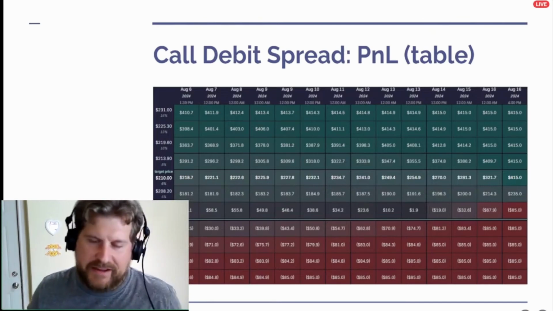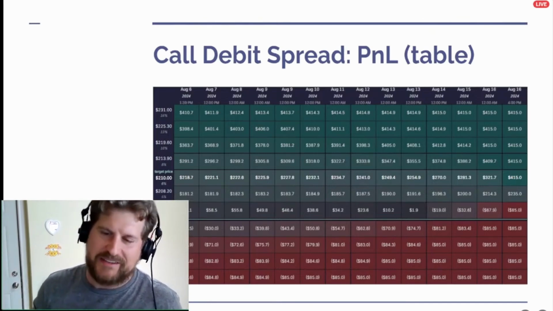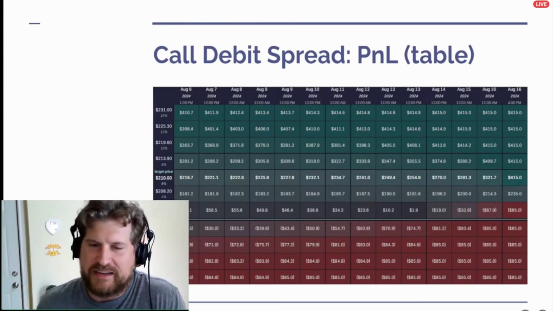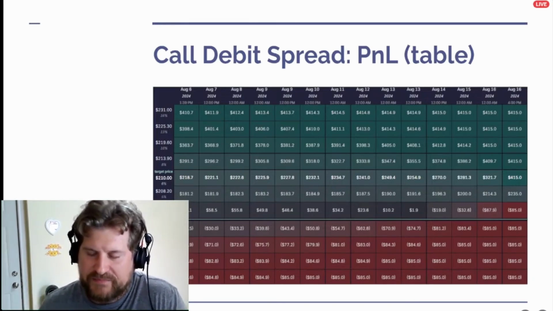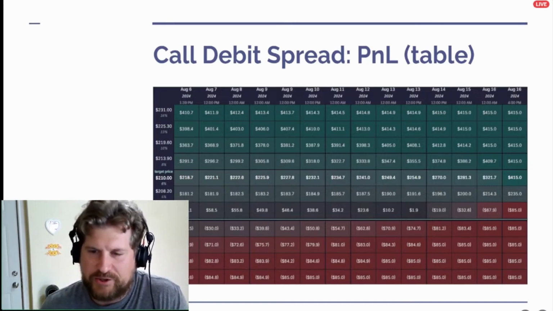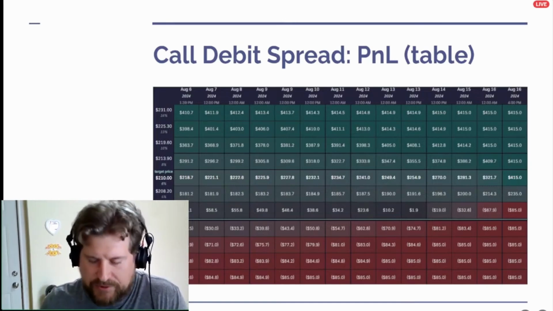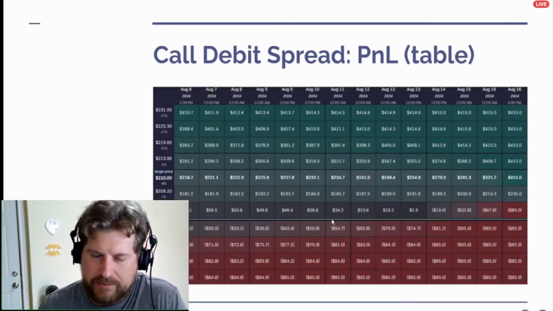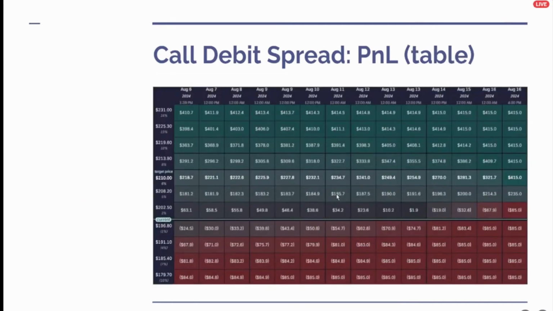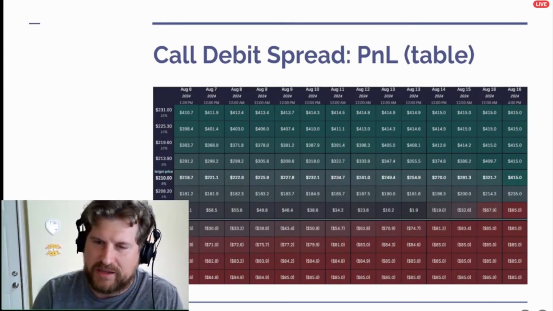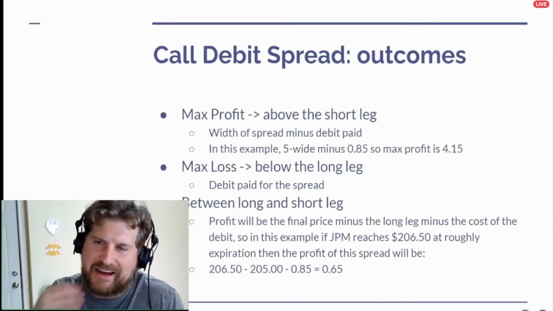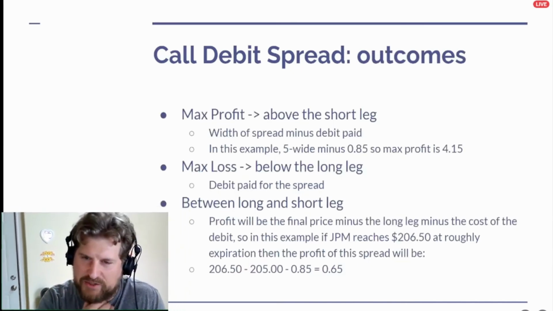I'm a big Excel enthusiast, so maybe that's why this table view is so appealing to me. It just makes it easier for me to grasp how this structure is going to change over time. And you can access these graphs as well as this table view from the Unusual Whales option profit calculator. So we got an idea of what the P&L looks like. Now let's really lock in on what those outcomes are.